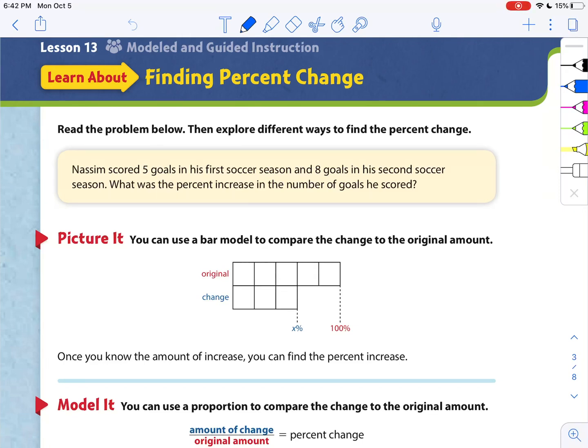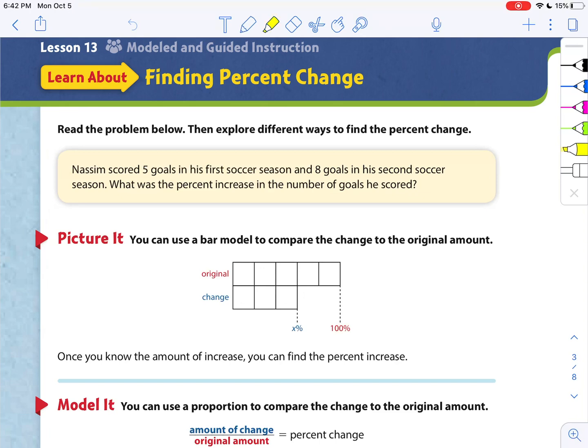In this lesson, we're going to be looking a little more in depth at finding percent change. Read the problem below, then explore different ways to find percent change. Nassim scored 5 goals in his first soccer season and 8 goals in his second season. What is the percent increase in the number of goals he scored?